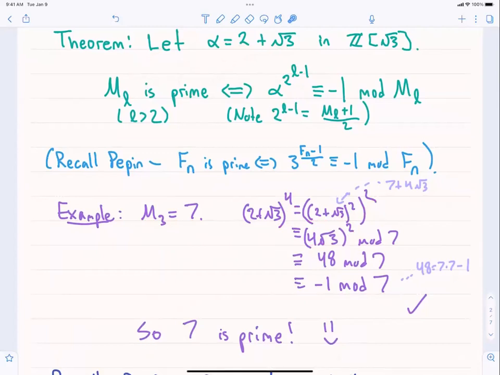Maybe there are easier ways to check whether 7 is a prime number. But once you start taking larger values of L, this becomes much quicker than doing it by brute force, just trying dividing by numbers.